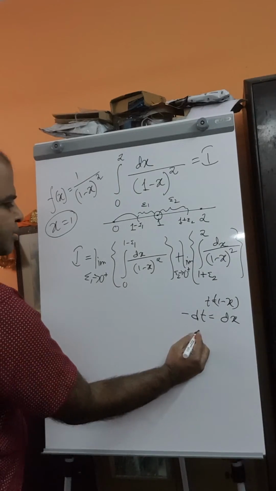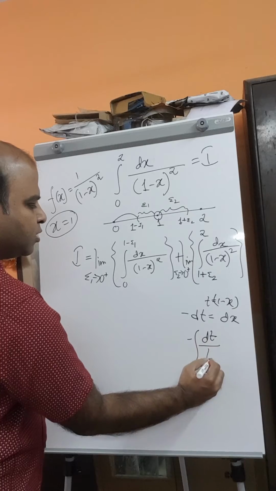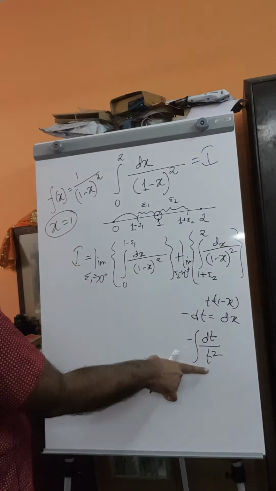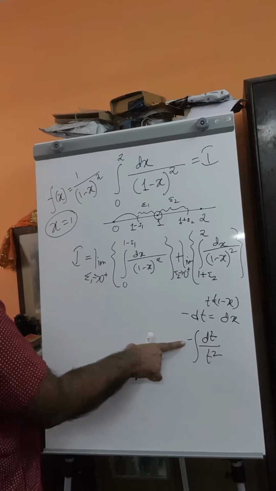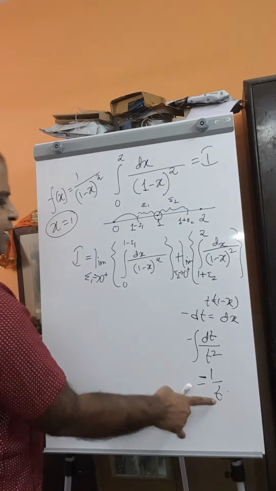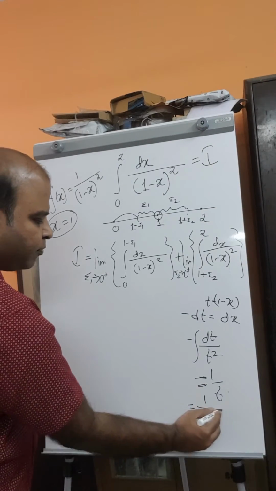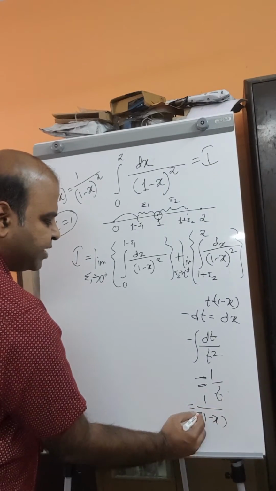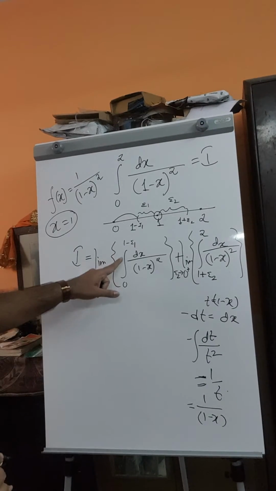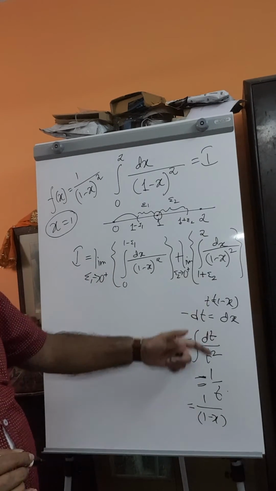So, the integral becomes minus dt upon t square. Now, integral dt by t square is minus 1 by t, with a minus sign outside. So, practically this becomes plus 1 by t, and again if we replace t by 1 minus x, this becomes 1 upon 1 minus x. So, I am directly writing the answer here, that is, integral dx by (1 minus x) whole square is 1 by 1 minus x, because it is a very elementary integration.